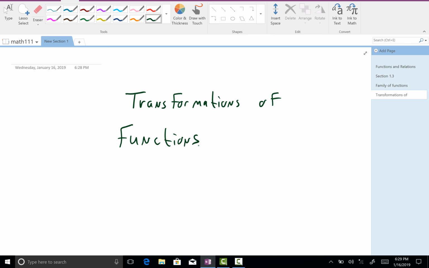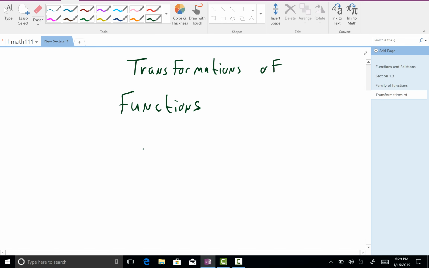Okay, so transformations of functions, this is what we're going to do. So we're going to take a function, I should make this a capital A, I guess. All right, put a little times there. So we're going to do some transformations of functions.